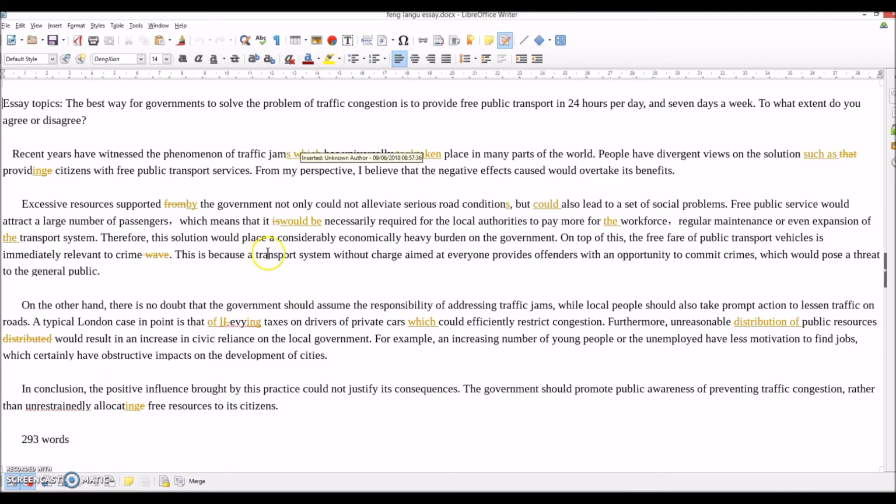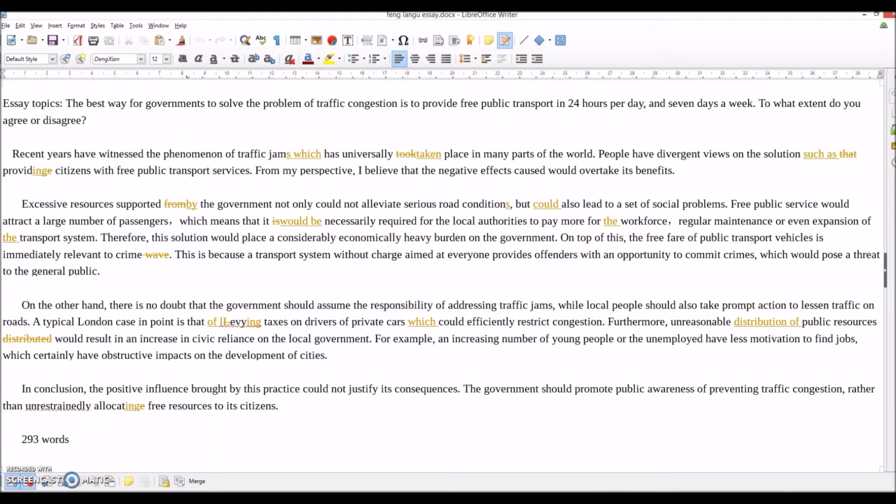Okay, so sentence 1. Recent years have witnessed the phenomenon of traffic jams, which has universally taken place in many parts of the world. Okay, well, I know some people like to write this kind of general background sentence, but you don't need it. It doesn't add anything. It doesn't even say anything about that. It simply says the best way for the state to solve traffic congestion, provide free public transport, yes or no. So I wouldn't use these very general sentences, they don't really say anything or add anything.